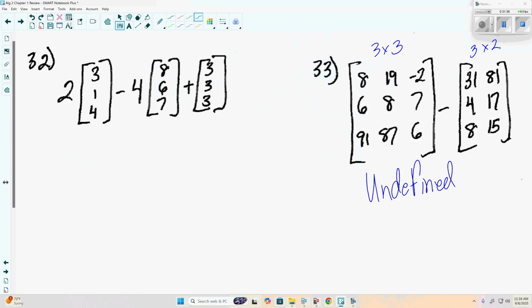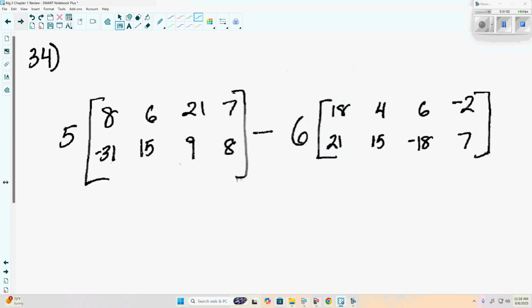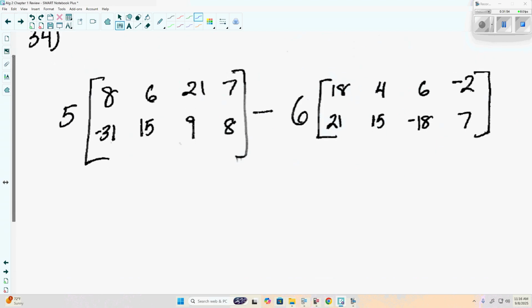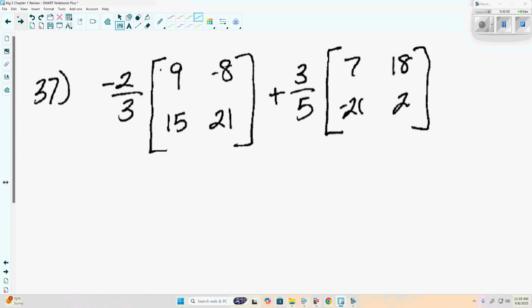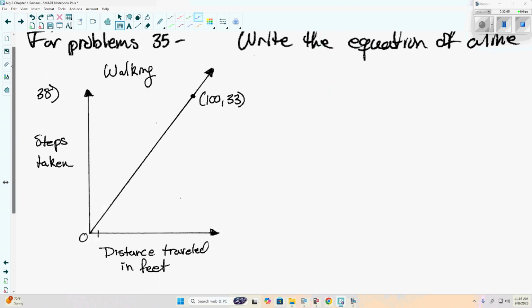So the systems of equations will have solutions. 33, there might be one like this on the test, so check the dimensions to see if we can add or subtract. And there's only going to be one of them if there is one. Yep. Questions on 36 or 37? 35 or 38 through 40.